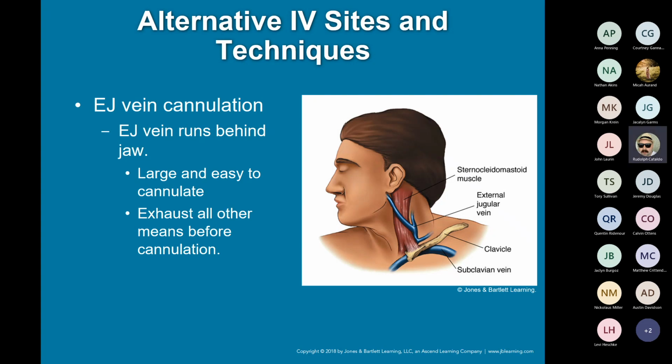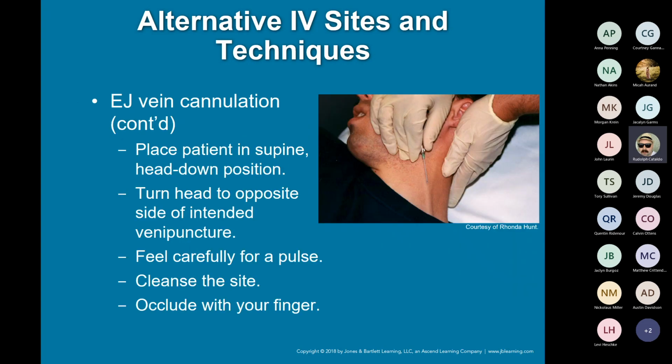If all else fails, it's one thing that we don't commonly do because we usually will find an IV site. We do have the external jugular vein, the EJ, which runs along each side of your neck. Usually the easiest way to get it is by sitting the patient up almost at a 45-degree angle, turning their head at a 45, and you can see right there, that guy has a great vein on the side of his neck, his EJ.